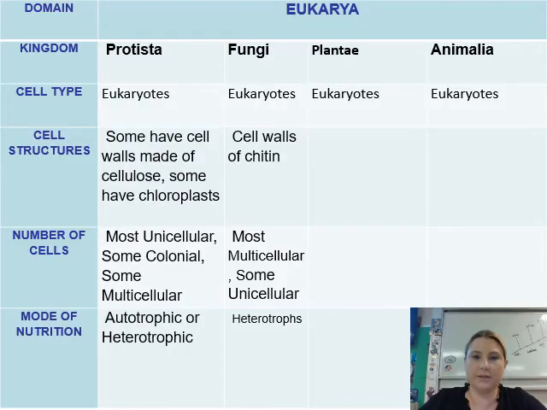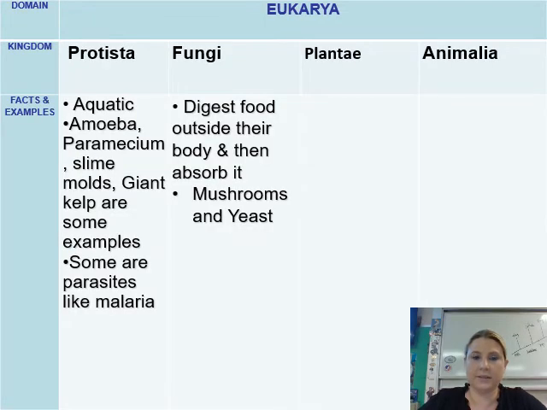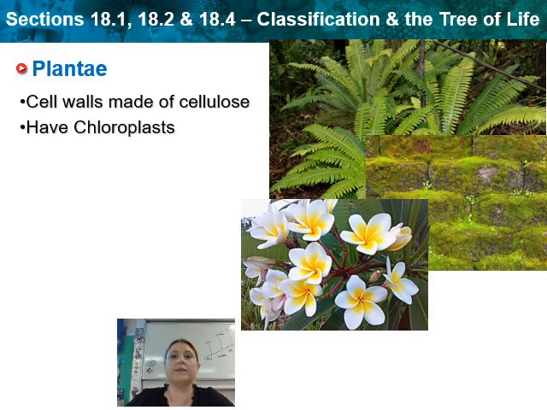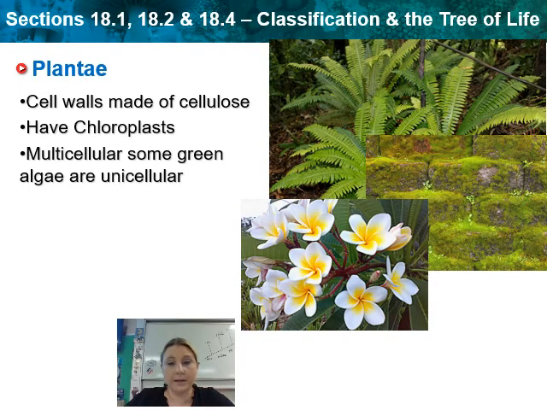Again, go ahead and fill in your chart. Fill in your facts and examples, and then we'll move on to the next one. The Plantae. Plantae have cell walls made of cellulose, which is a fiber. Okay, they have chloroplasts because they need to do photosynthesis. Multicellular, some green algae, however, are unicellular, but most of them are multicellular.